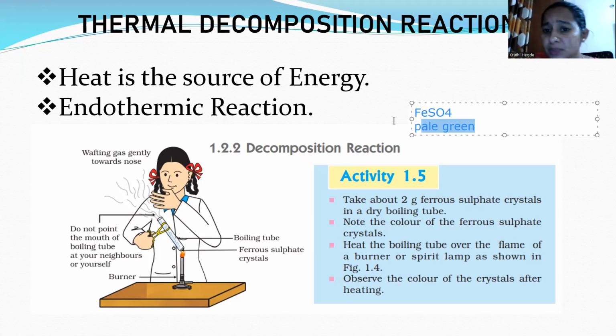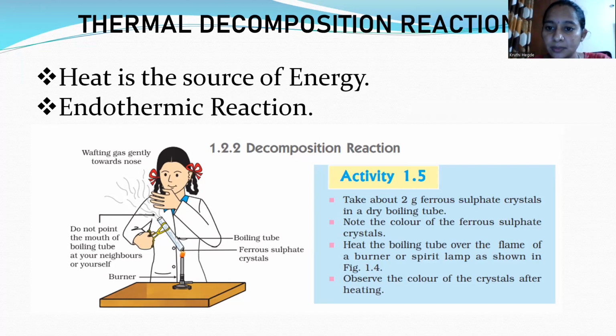So here, this FeSO4 is being heated. When this is heated, pale green color crystals turn into brown color. It turns into brown color because it undergoes a decomposition reaction and it produces products, which is not just one, but three. Let us know it further.